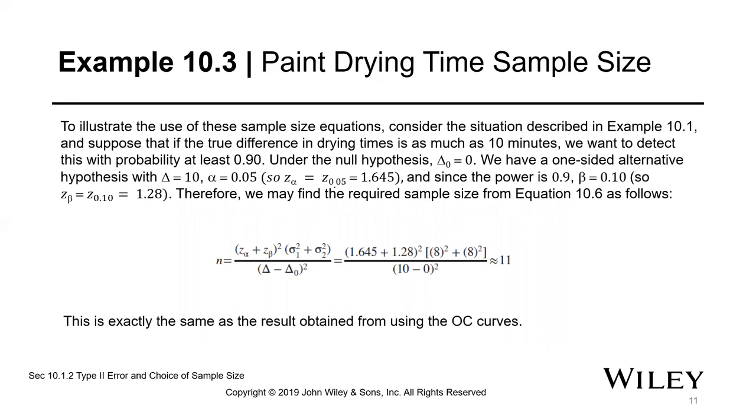So 0.1. The Z of beta would be, I go into the table, Z score, and find the Z score of 0.1, which is 1.28. So (1.645 + 1.28) quantity squared, and I have the same standard deviation of 8, so 8 squared plus 8 squared, so 128, all over 100. Which gives us a sample size of 11. So we have to pull 11 samples from each sample.